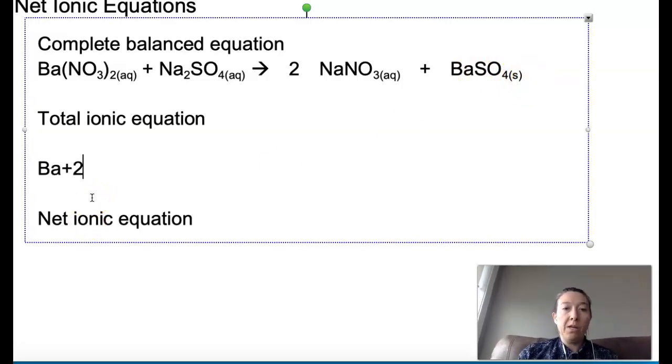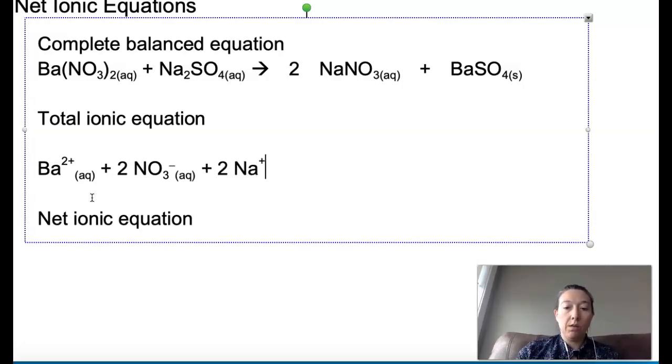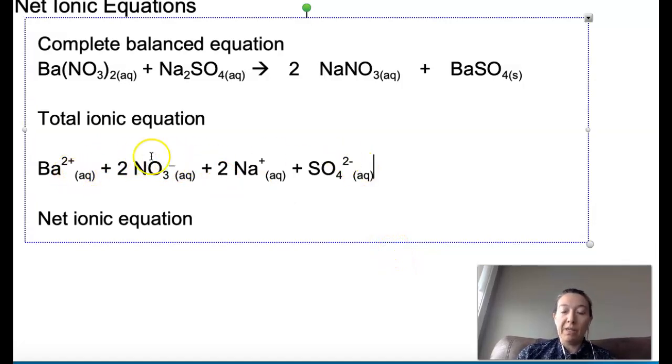So we're going to have a barium ion, Ba2+ (aq), we're going to make 2 nitrates, which are aqueous. We are going to make 2 sodiums, also aqueous, and a sulfate. So these are all aqueous down here because they came from aqueous things up here. That's where that state is coming from. The charges are coming from our periodic table or our polyatomic ion table.